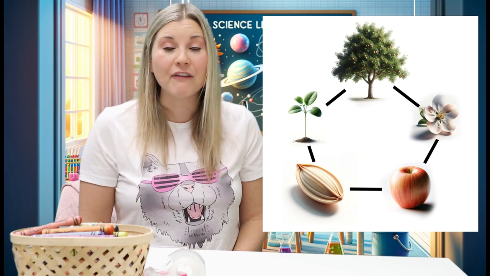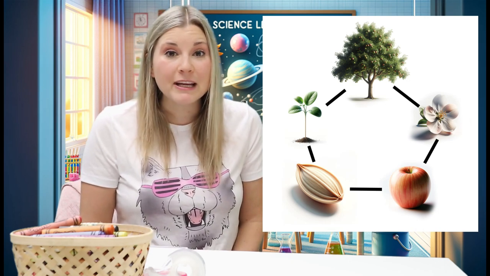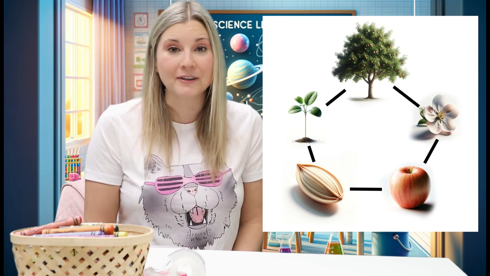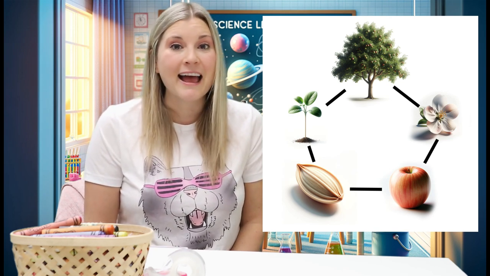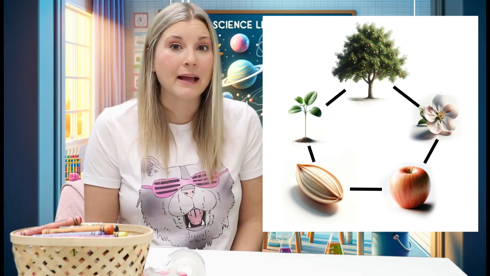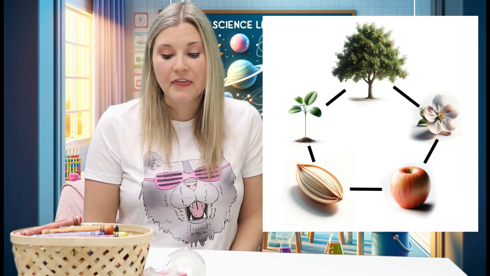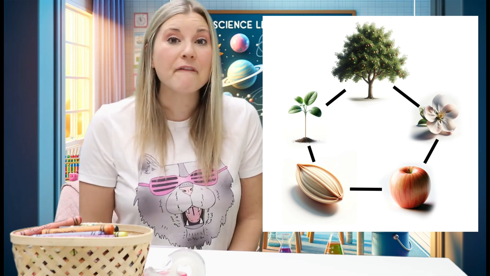Now, let's see how apples grow. First, they start off as a tree. The tree makes flowers. After the flowers are pollinated by a pollinator such as a bee, they produce a fruit.